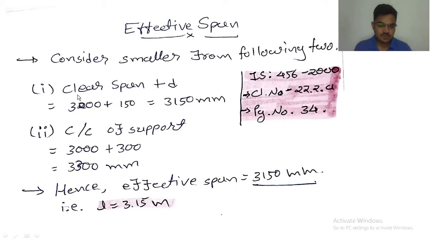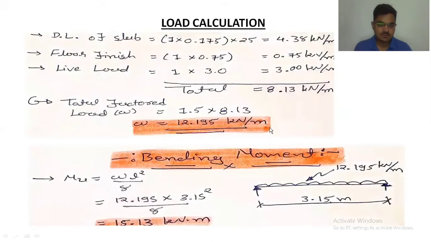So here, first one is clear span plus effective depth. Our clear span for the shorter dimension is 3 meter plus 150 mm, which is equal to 3150 mm. And center to center support is clear span plus wall thickness, which is 3300 mm. Hence we have to consider the smaller among these two values. So effective span is 3150 mm. So L is 3.15 meter.